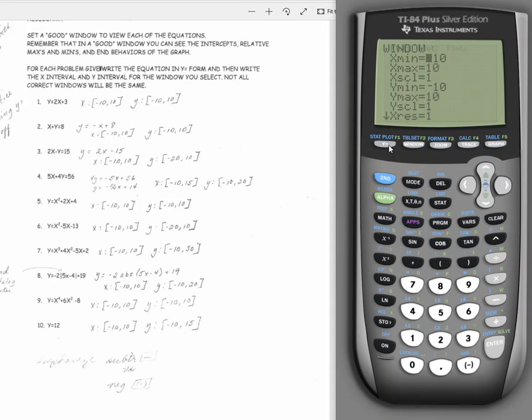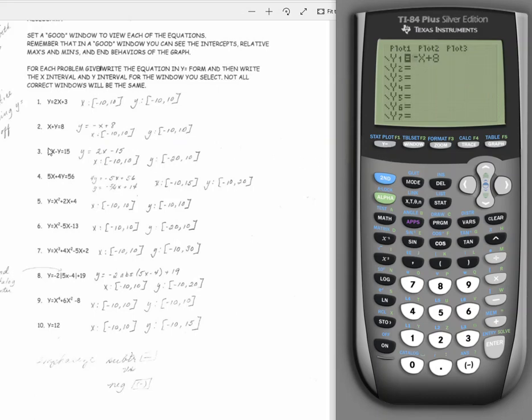Let's look at the next one. If we had to rewrite it, it would be negative x plus 8 or 8 minus x. But let's do the negative x plus 8. And we'll hit graph. And we can still see both intercepts. So we're still at a standard window. So we're good there. Let's go back here.